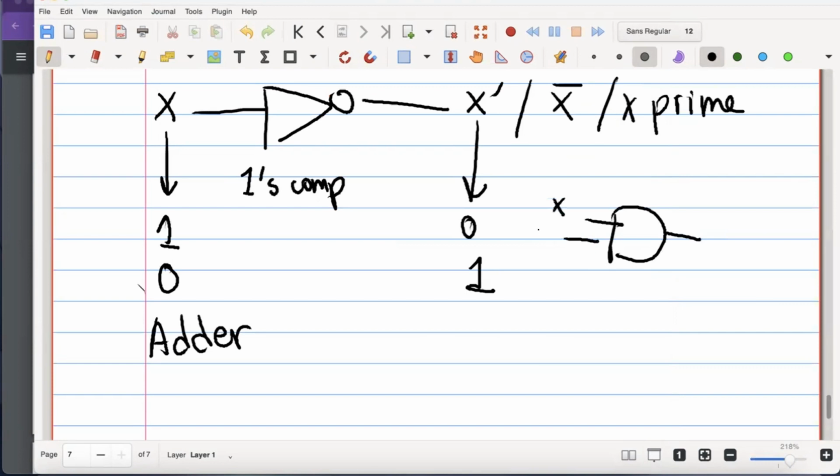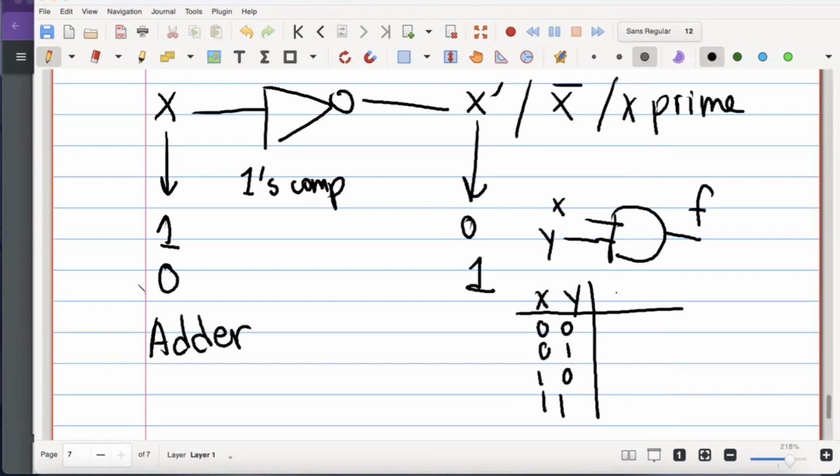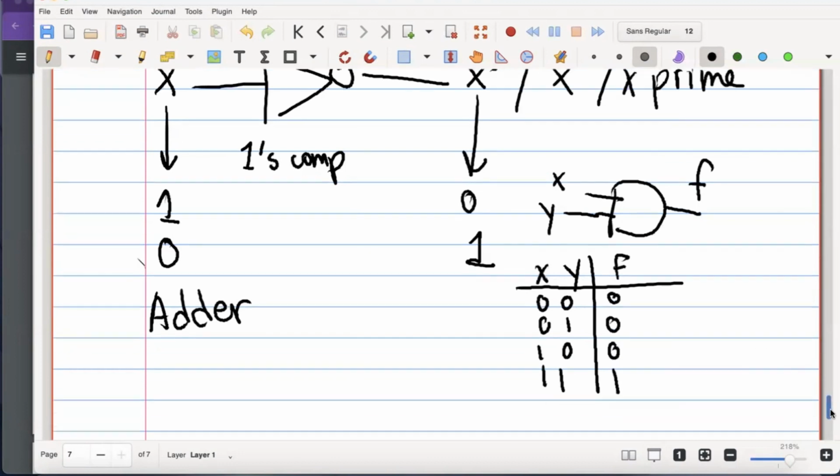Let's say you have x, y, and your output is something like f. Let's say x and y. Let me just rewrite that neatly. If x and y is 0, 0, 0, 1, 1, 0, 1, 1, what would f be? F would be 0, 0, 0, 1. It's only activated when both x and y are activated.